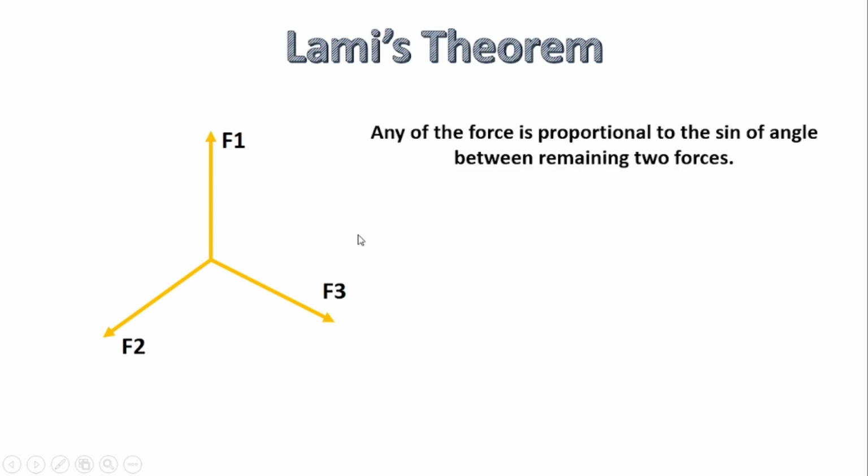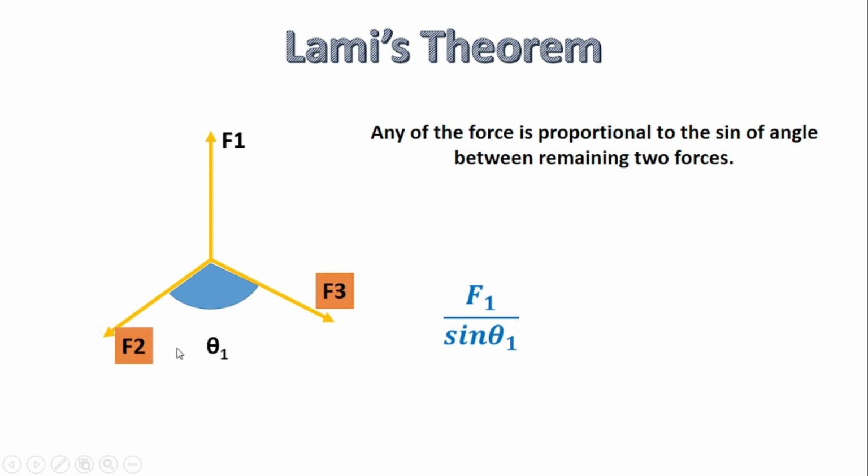First we understand the statement of Lami's theorem. Any of the forces is proportional to the sine of the angle between the remaining two forces. So, for example, F1 is proportional to the sine of the angle between the remaining two forces. Here we'll apply Lami's theorem for F1. This is F1, the remaining two forces are F2 and F3, and the angle included between them is this angle here. So F1 divided by sine of the angle between F2 and F3, that is theta 1. In this way we can write that F1 is proportional to sine of theta 1.